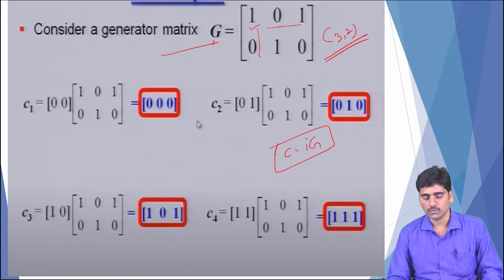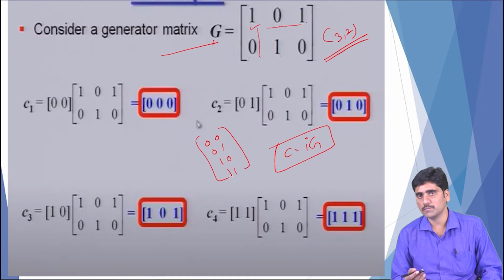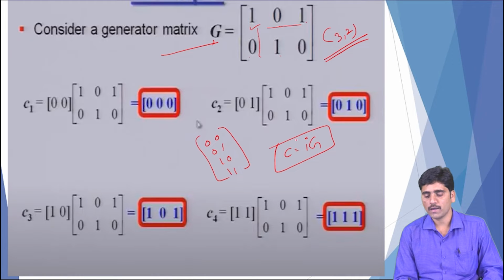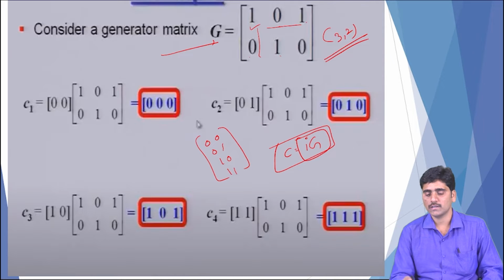So how are we going to get the codes? From this formula, I equals what? Information bits, or you can say the input vector. The input vector can be 0 0, 0 1, 1 0 and 1 1. So this is nothing but the input vector or information bits. From this point of view, you can multiply this input vector with the generator matrix.